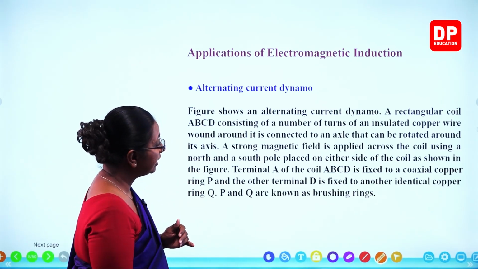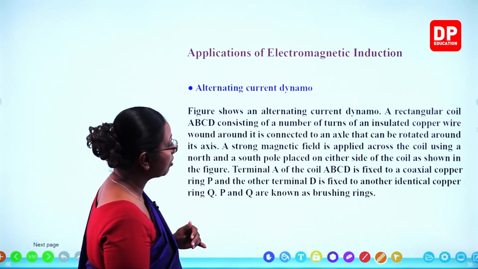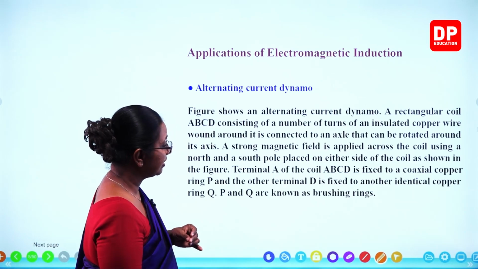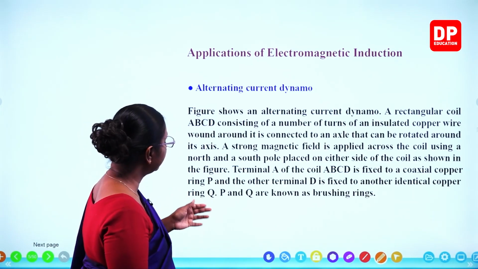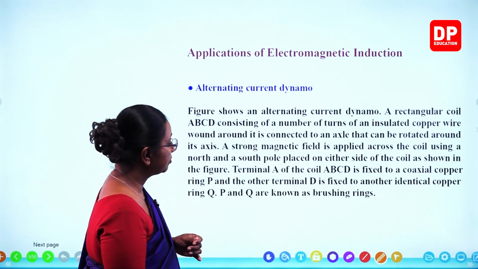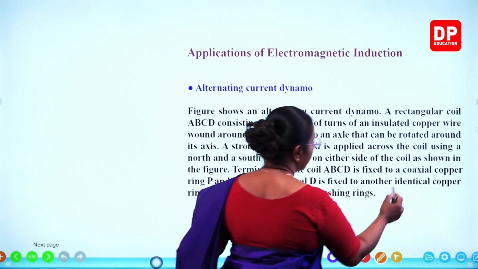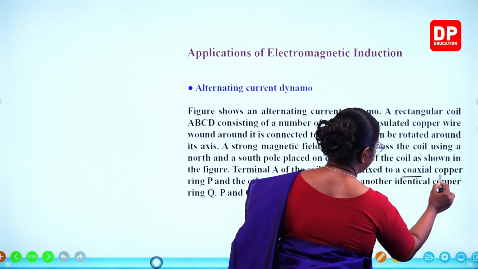Terminal A of the coil ABCD is fixed to a coaxial copper ring P and the other terminal D is fixed to another identical copper ring Q. P and Q are known as brushing rings. So here this term coaxial copper wire.